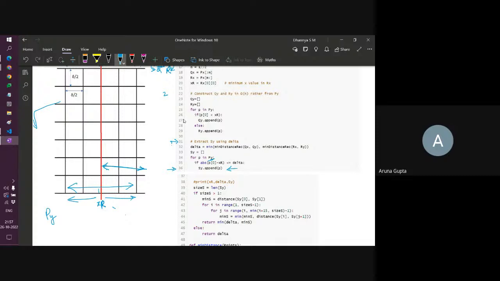So my question is, why are we not taking Qy then? Sorry, I did not understand your confusion. See, I will tell you, I'll just try to explain once.